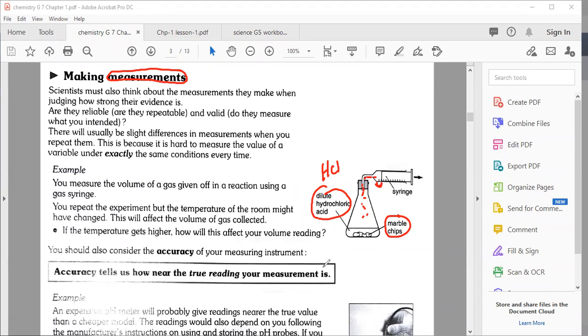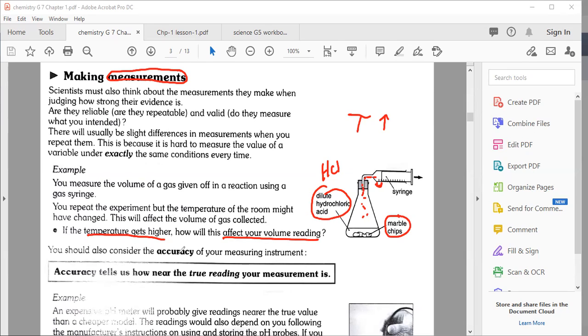Here I assign you an assignment. If the temperature gets higher, how will this affect your volume reading? It was a question, very easy and simple. So you should know that when the temperature is high, mostly the rate of reaction increases, but not every time. When you increase the temperature, what happens? Mostly the rate of reaction increases. This happens mostly, but not every time. Keep it in your mind.